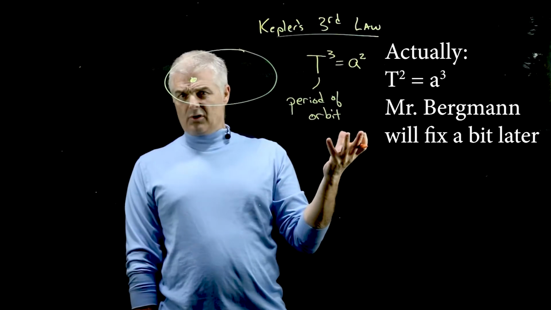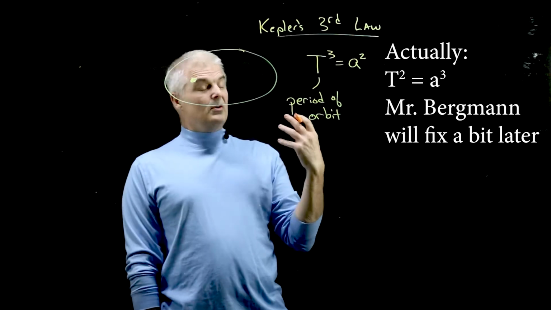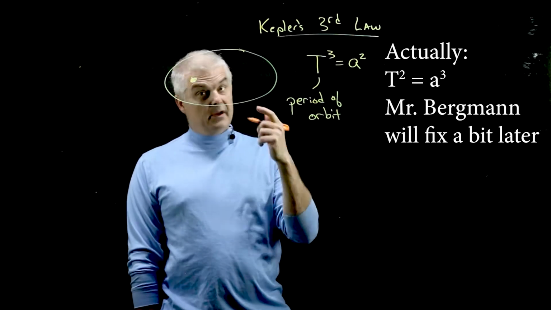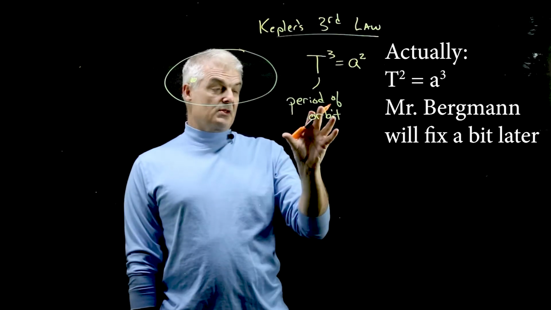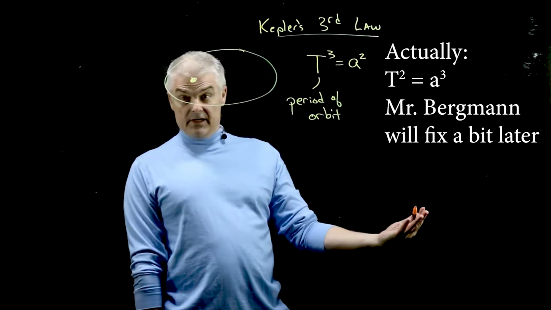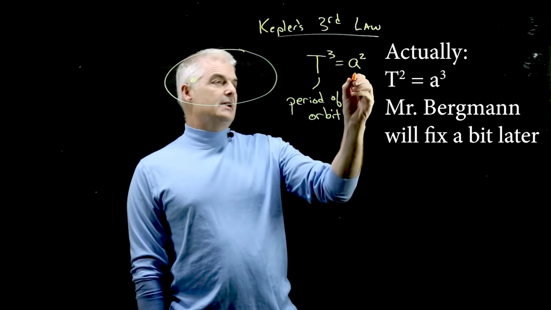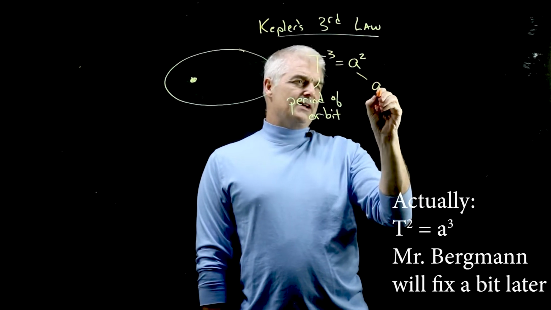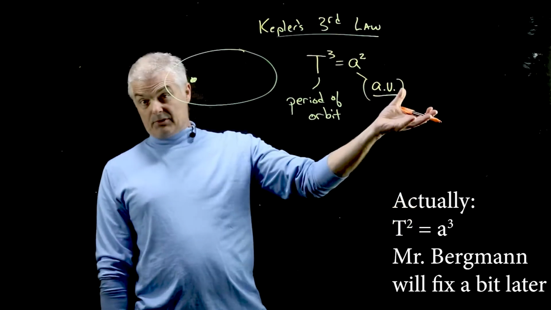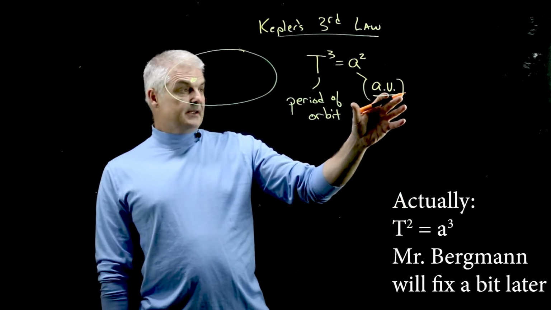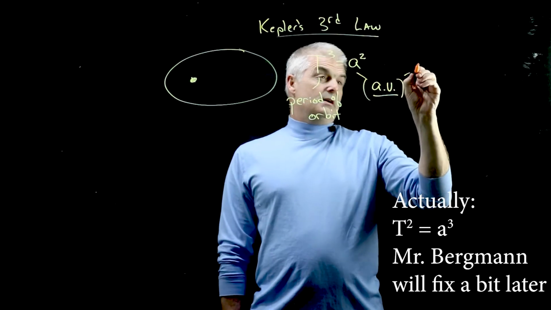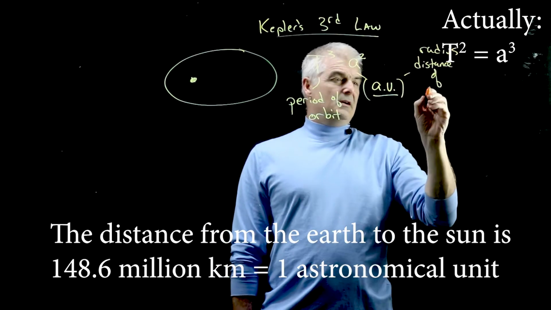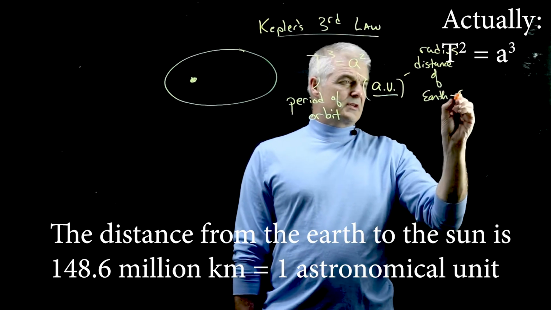Now, what's the period of an orbit? Our Earth revolves around the sun in 1 year. It takes 1 year to make one revolution around the sun. So the period is how long for one rotation, right? One rotation is the period, and a is a weird thing. This is called the astronomical unit, a very simple idea. It's really the distance, the radius of the Earth to the sun.